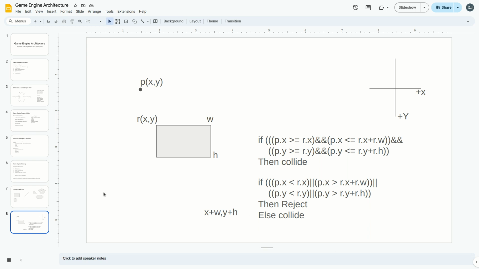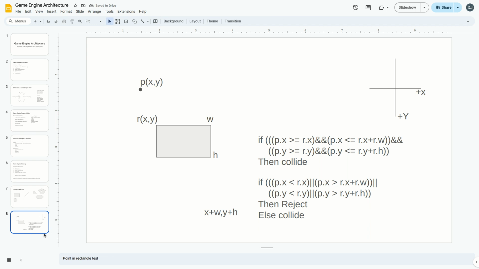So that's how we would do a test for, a little note here, this is the point in rectangle test. All right, that's one of them.